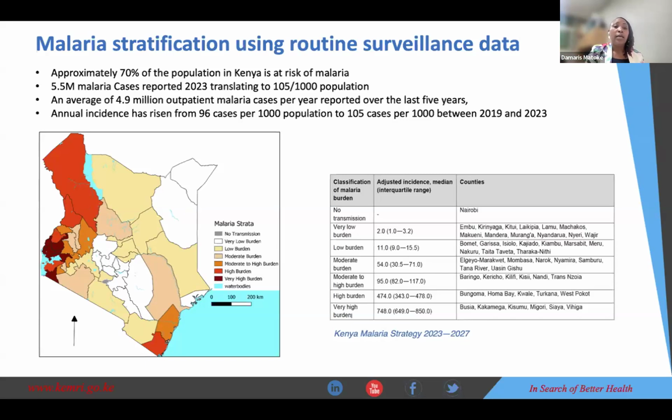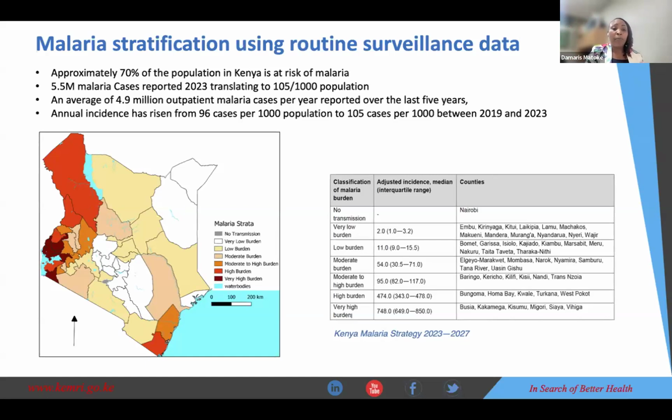So as far as incidence is concerned, we had around 96 cases per 1,000 in the year 2019, and it increased in the report done in 2023 to 105 cases per 1,000 population.